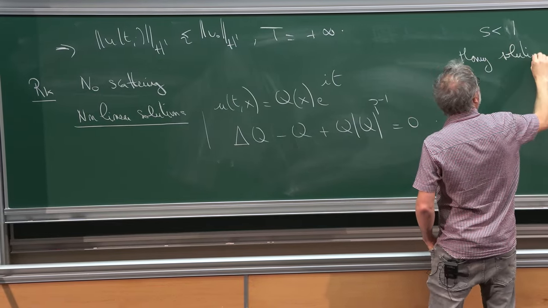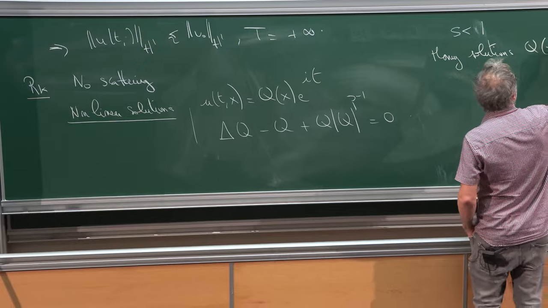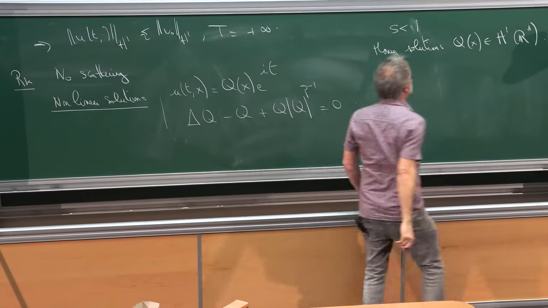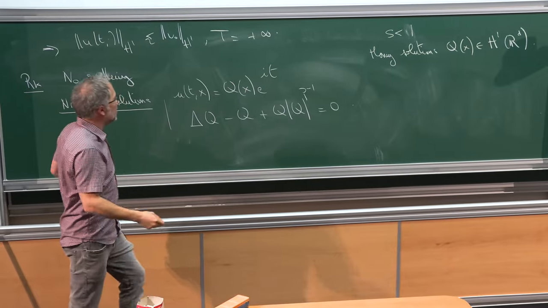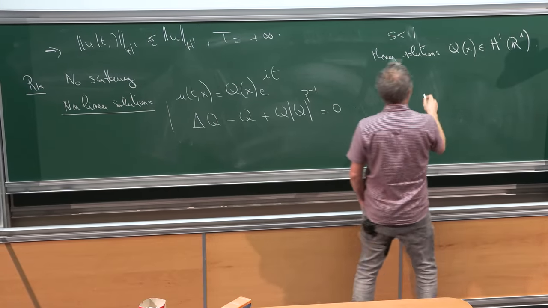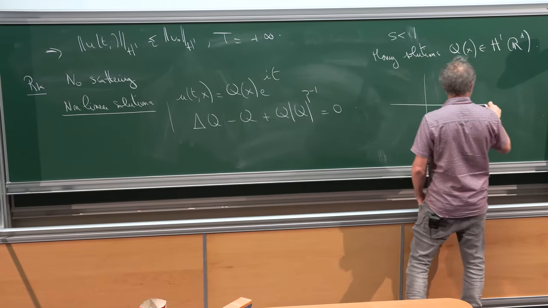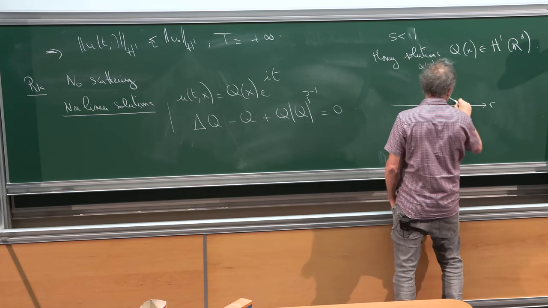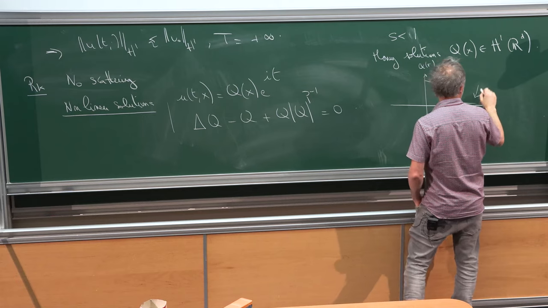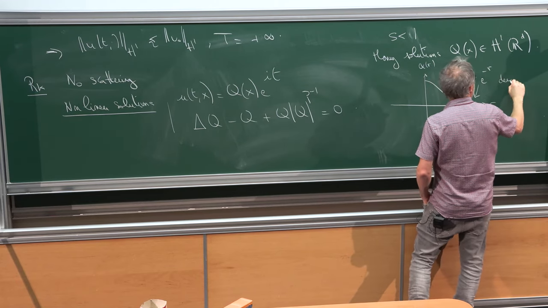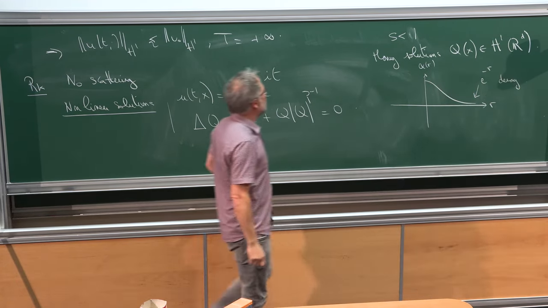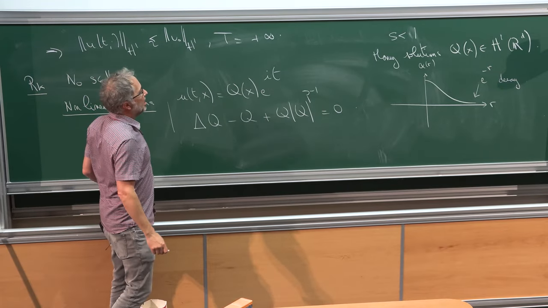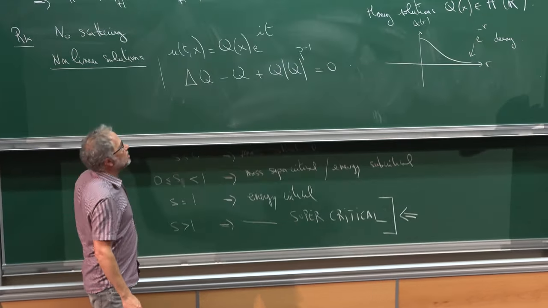There are many solutions Q of x which are in H1. There are tons of ways to construct them, and typically soliton. If you look with spherical symmetry, you have to think that these are bubbles of energy, which are typically very well localized. In the subcritical case here, I would have exponential decay. So I have well localized bubbles of energy that stay in my system forever. These are my solitons. Okay, so this is the second thing.